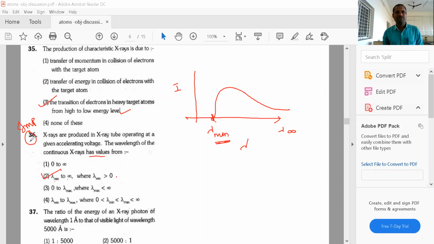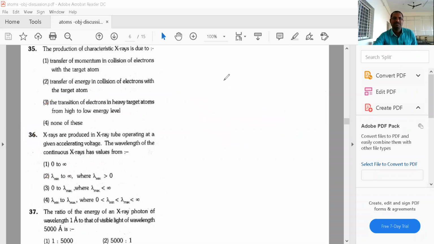Important question, very important point. You need to remember this. For X-ray production, the wavelength should have some minimum wavelength. Higher than that minimum wavelength is only possible for continuous spectra. Lower than that minimum wavelength is not X-rays. Remember this point. Clear? Yes. Next question number 37.